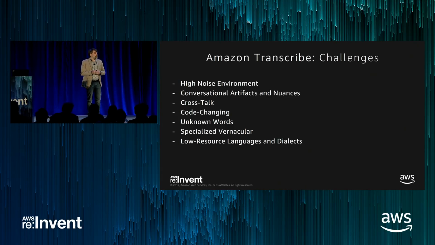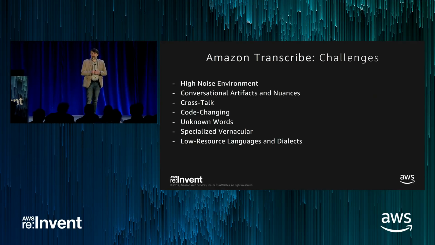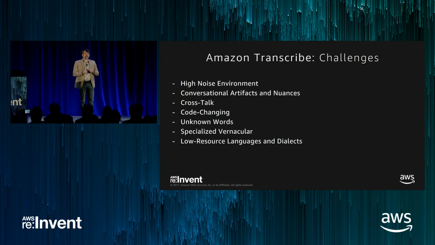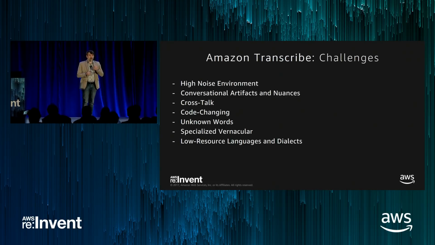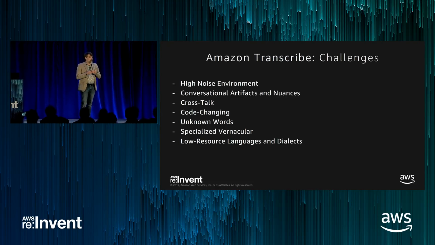Then the third thing is crosstalk. If we're talking about multiple speakers conversing at the same time, they try to take turns, of course. They try to communicate so that they can clearly understand each other, but it happens very often that people talk over each other.